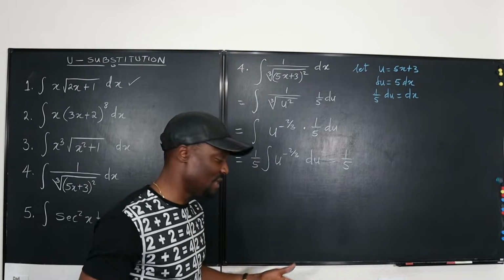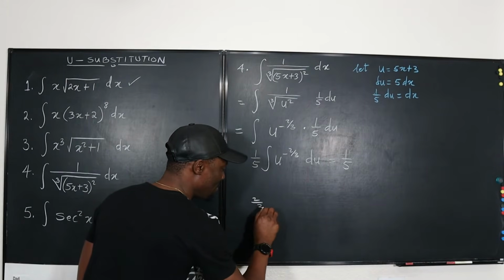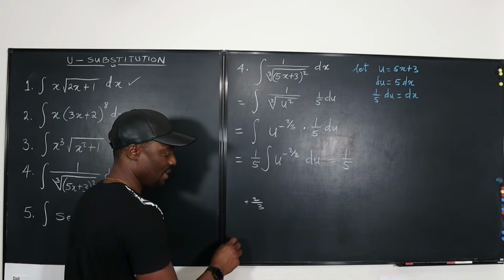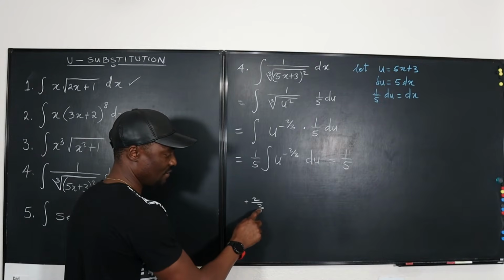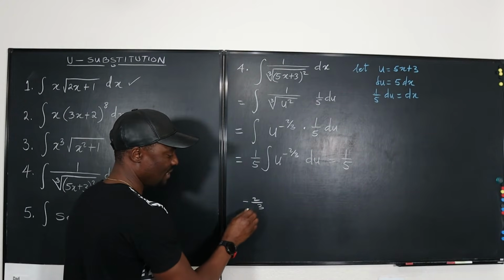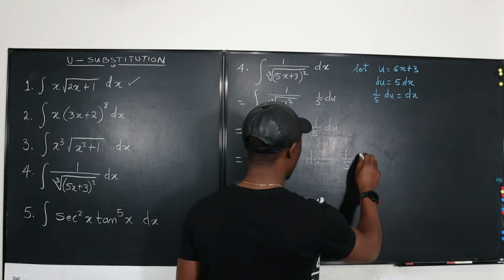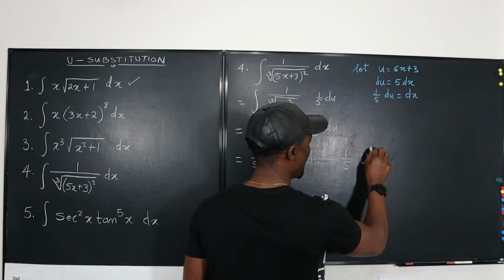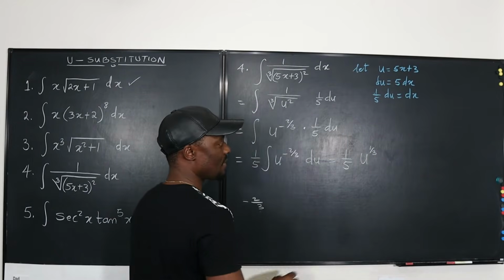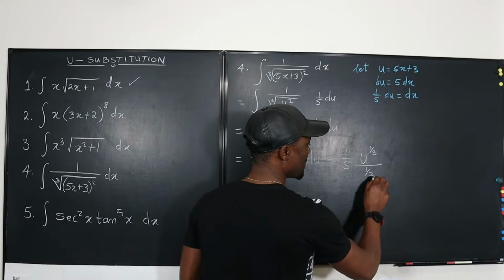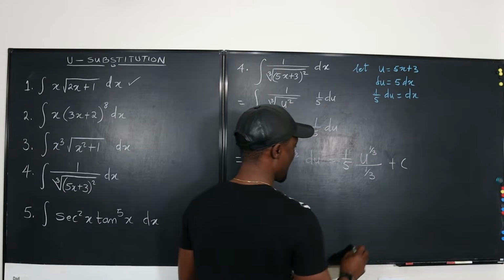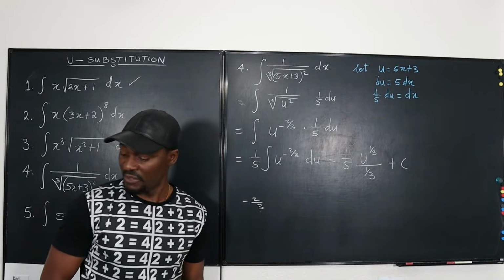Actually, that's the sequence. If this was a positive one, it's going to be 3 plus 2/3. If it is negative, when you integrate, it's going to be 3 minus 2/3. So this definitely is 1/5 of u to the 1/3 divided by 1/3 plus c. Okay? That's how it goes.